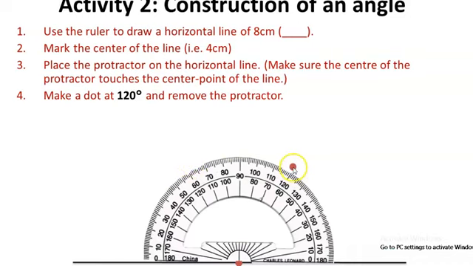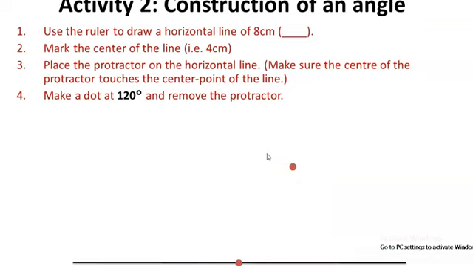Now, if we start from the left, you have 10, 20, 30, 40, 50, 60, 70, 80, 90, 100, 110, 120. You can see where 120 is. Mark a dot there. Then the next thing is to remove the protractor.